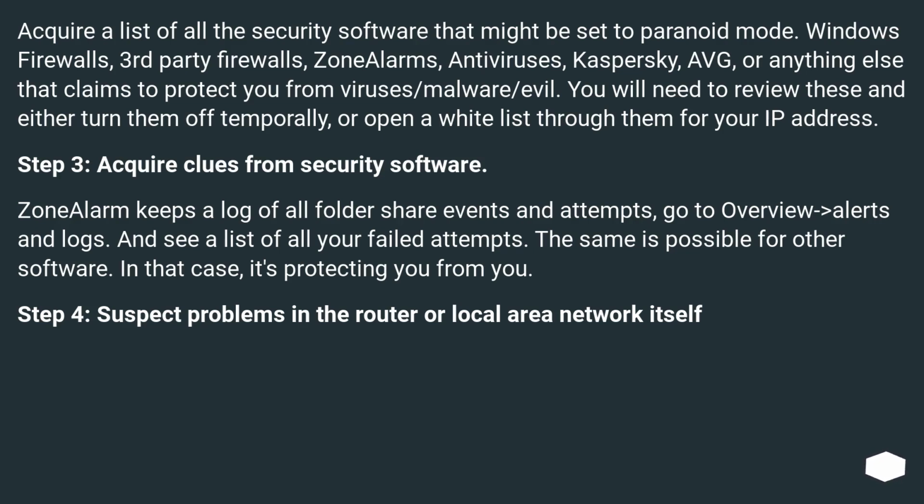Step 3. Acquire clues from security software. Zone Alarm keeps a log of all folder share events and attempts. Go to Overview, Alerts and Logs, and see a list of all your failed attempts. The same is possible for other software. In that case, it's protecting you from you. Step 4. Suspect problems in the router or local area network itself.